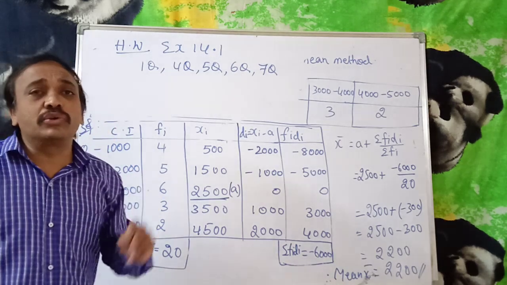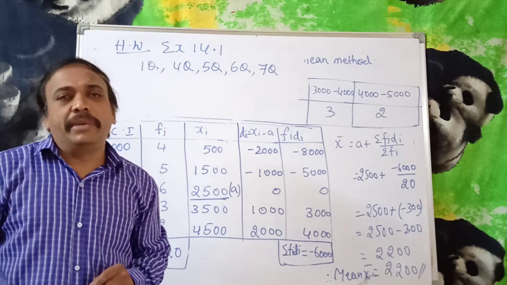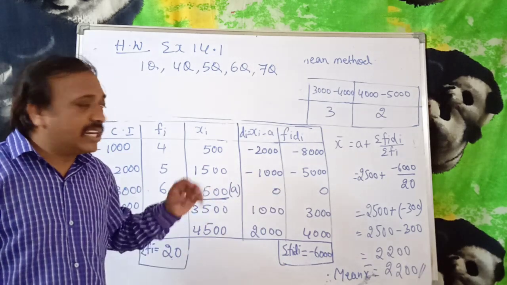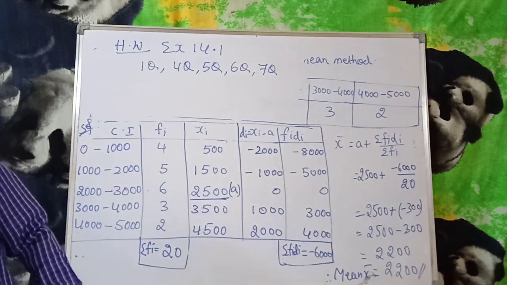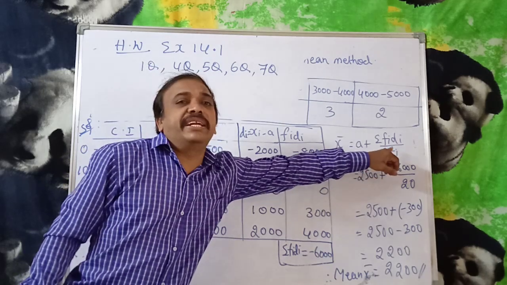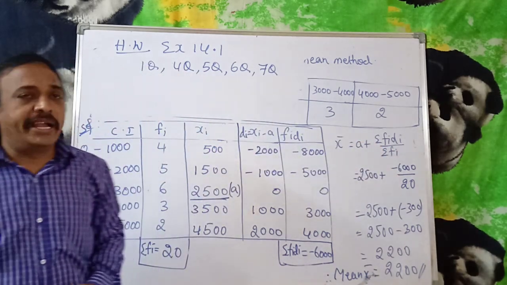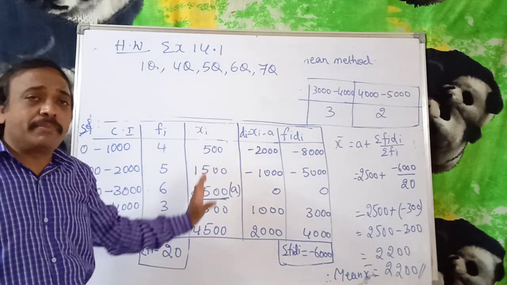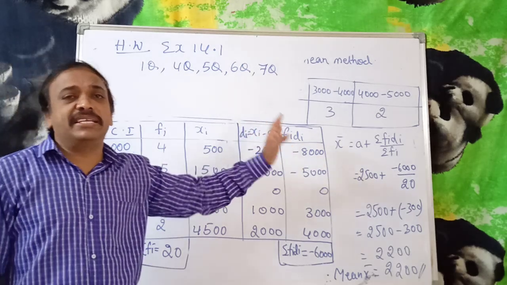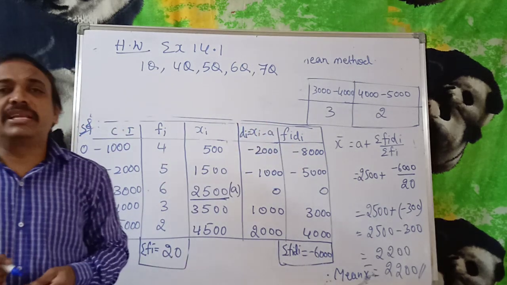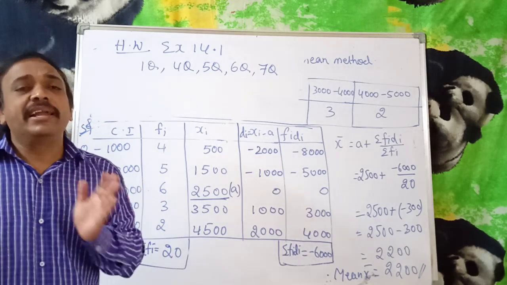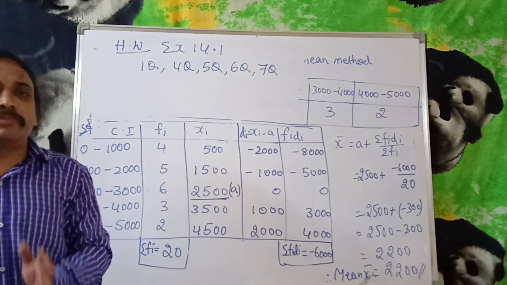I hope you understood how to calculate by the assumed mean method. If any doubts are there, you can ask in the next session. What is the formula to find the mean by the assumed method? x bar is equal to a plus sigma fi di by sigma fi. The a value we get from among the class marks, and di deviations are xi minus a. I hope you understood. We'll continue in the next session. What we have discussed today: we discussed only how to find the mean by the assumed method.